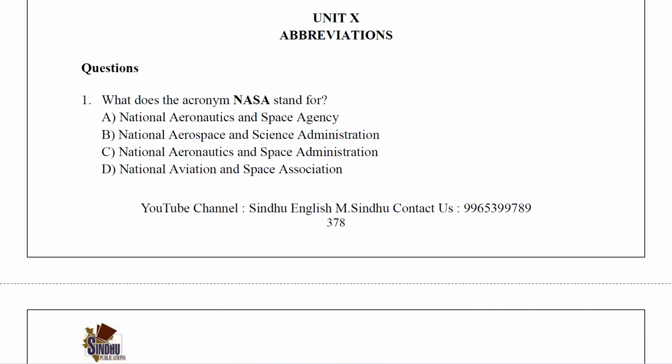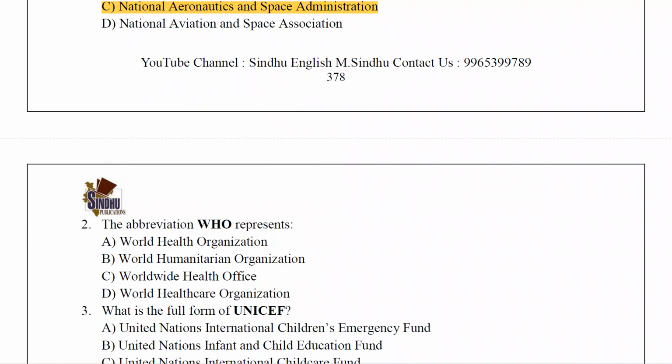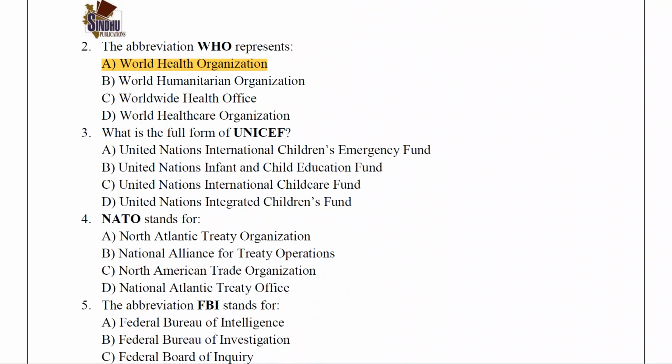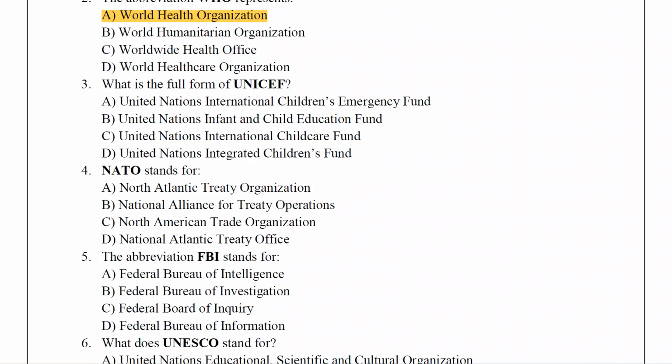First question, what does the acronym NASA stand for? The answer is National Aeronautics and Space Administration. Second, the abbreviation WHO represents World Health Organization. What is the full form of UNICEF? The answer is United Nations International Children's Emergency Fund.